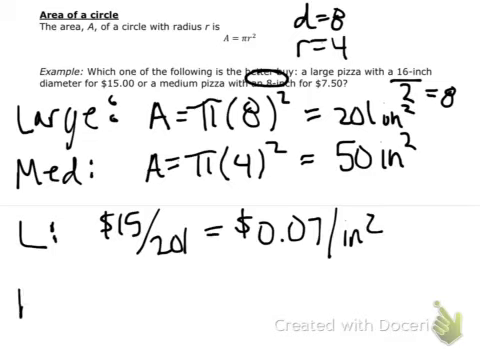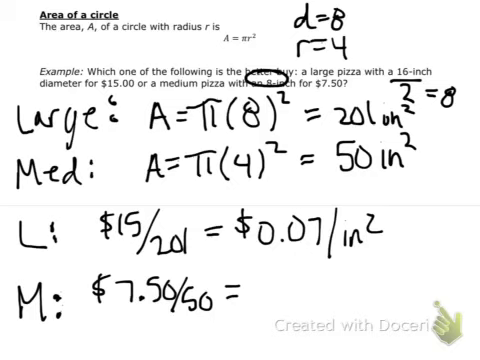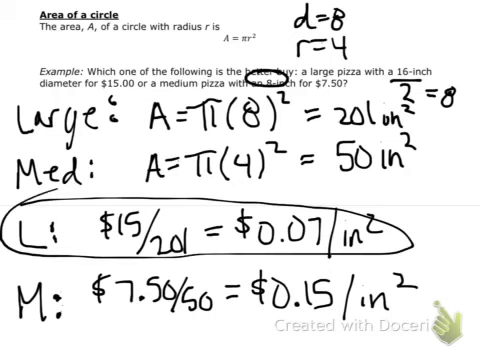Then for a medium pizza, price per square inch. So we're going to take the price, so the $7.50, divided by how many inches we have. So that's the 50. Plug that into your calculator. You will get 15 cents per square inch. So obviously, as we could have probably guessed, the large is going to be a better deal. Usually the more in bulk we buy, the better deal it is.